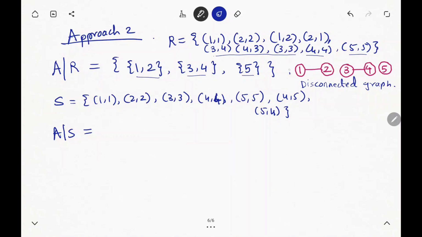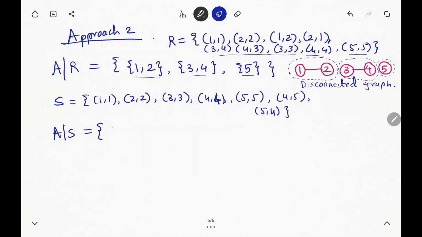So in simple words, if you observe this graph, if you start at 1, you can reach 2. If you start at 2, you can reach 1. If you start at 3, you can reach 4. From 4, you can reach 3. So 1 and 2 is in its own connected component. 3, 4 is its own connected component. And 5 is an isolated vertex. Okay.